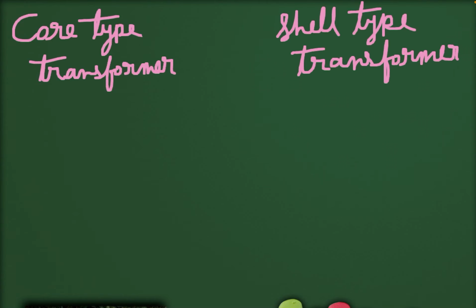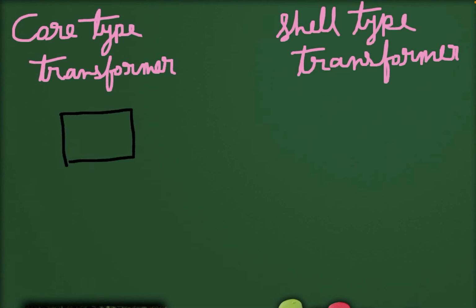Today's video topic is the difference between core type transformer and shell type transformer. Based on the construction, the transformer is divided into two parts, that is core type transformer and shell type transformer. We have to discuss what the differences are and the construction of the core type and shell type. First we will discuss the construction of the core type transformer.